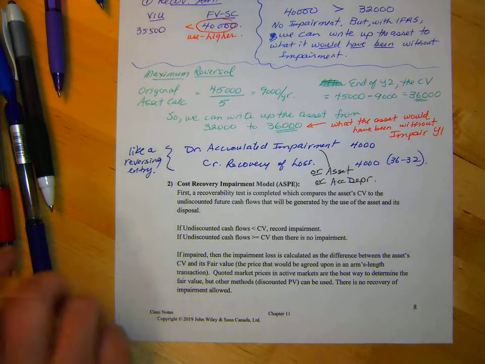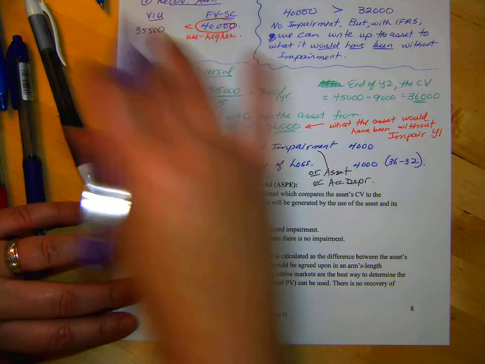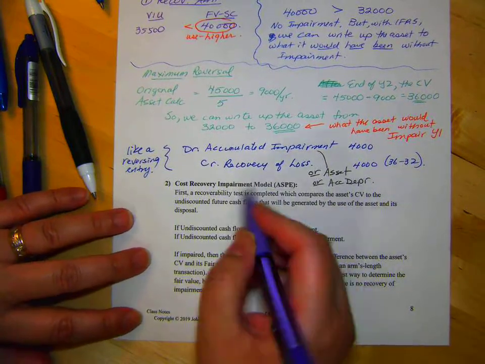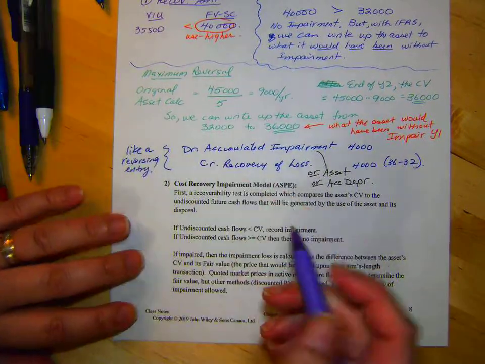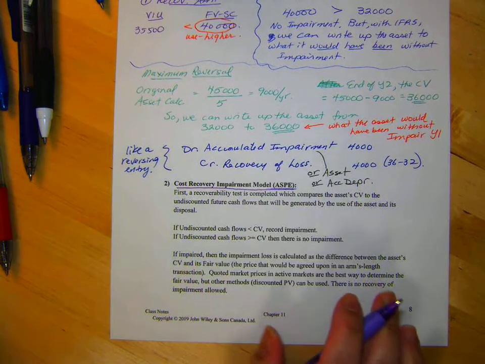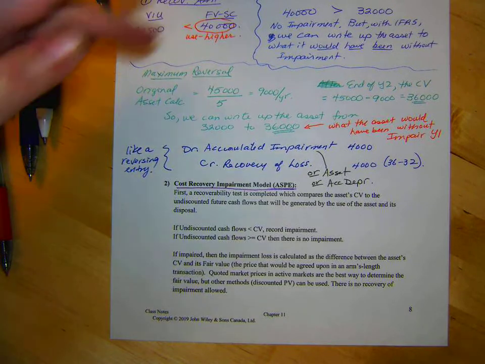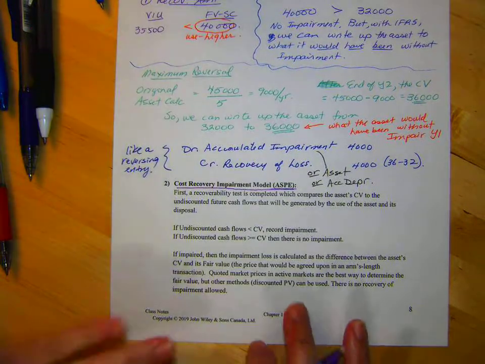Okay, welcome back. We are on page 8. On the last thing, we finished doing IFRS rational entity impairment. This is the cost recovery impairment model. So, similar kinds of steps, but different variables.